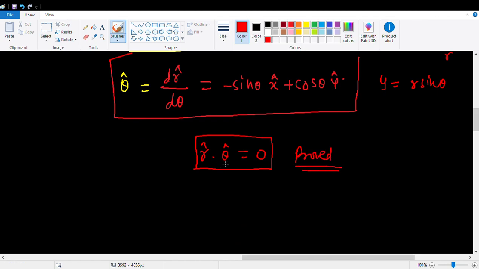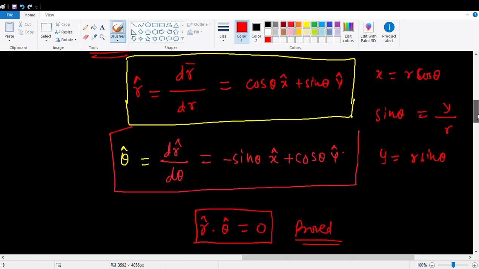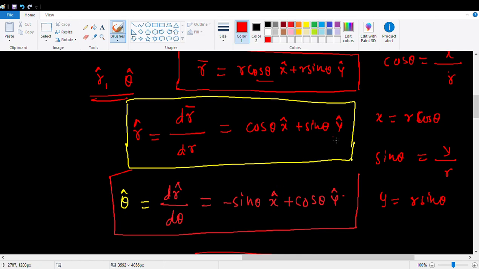So I can safely say that these radial and angular components are perpendicular to each other. Now one more thing, you can see that x hat and y hat can be written, suppose I am taking equation 1 and equation 2. From these equations we can figure out what my x hat and y hat are in terms of r hat.